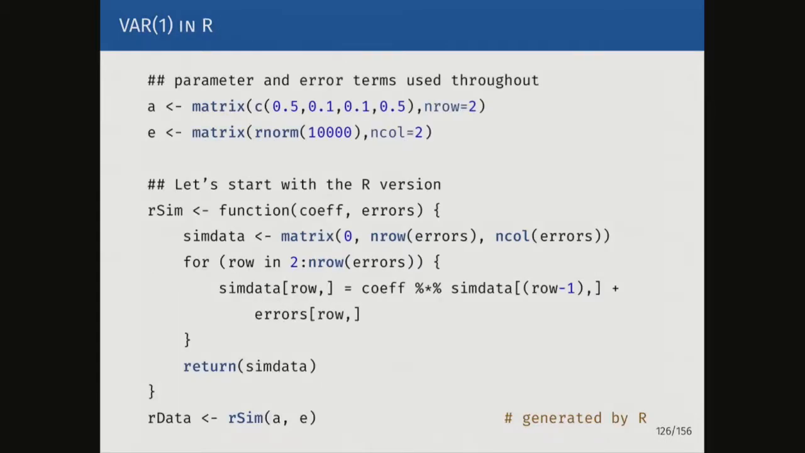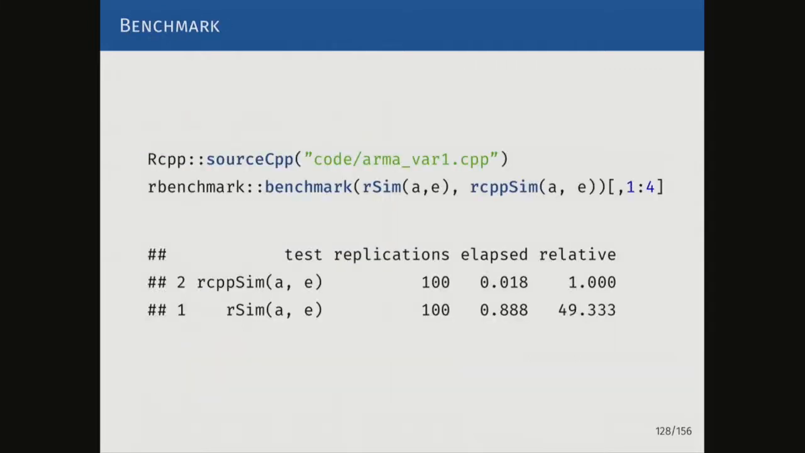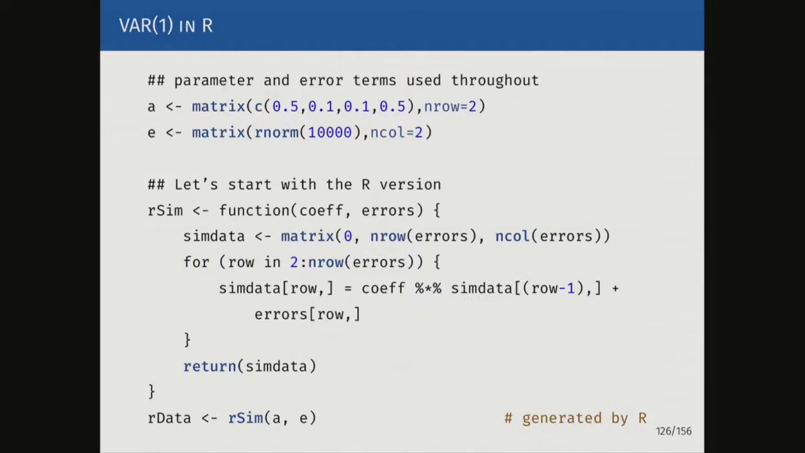This is another ARMA example, generating a vector autoregression, something that doesn't vectorize. When we do this in R, it looks like this. We create it; it's a vector autoregression, so 10,000 elements but 2 columns, so 5,000 each.